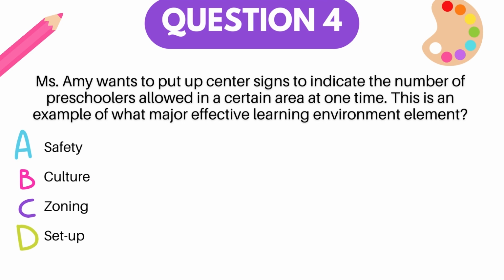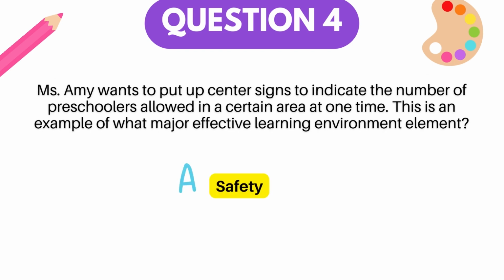Miss Amy wants to put up center signs to indicate the number of preschoolers allowed in a certain area at one time. This is an example of what major effective learning environment element: A, safety; B, culture; C, zoning; D, setup. All right, so the answer is A, safety, okay?